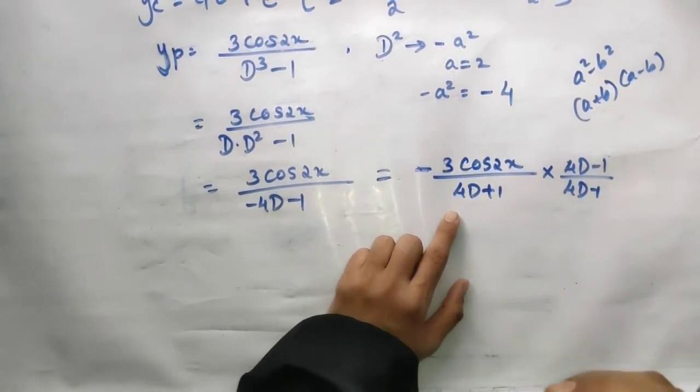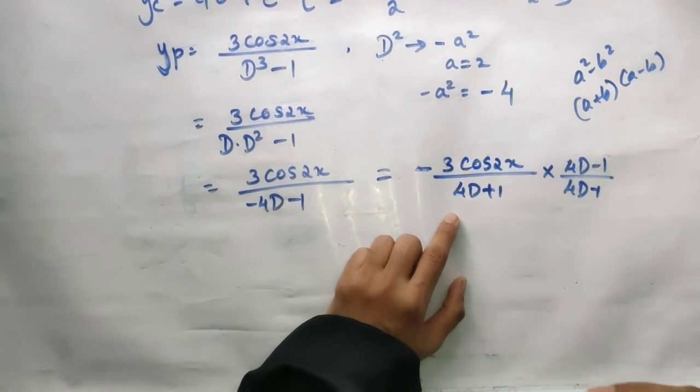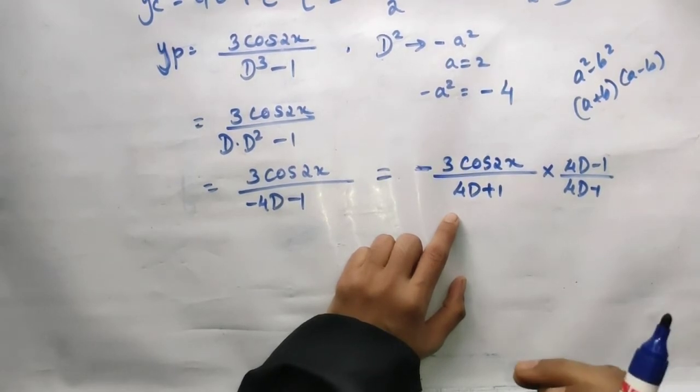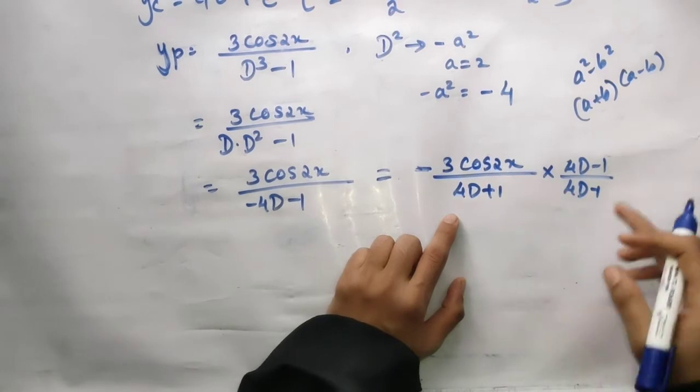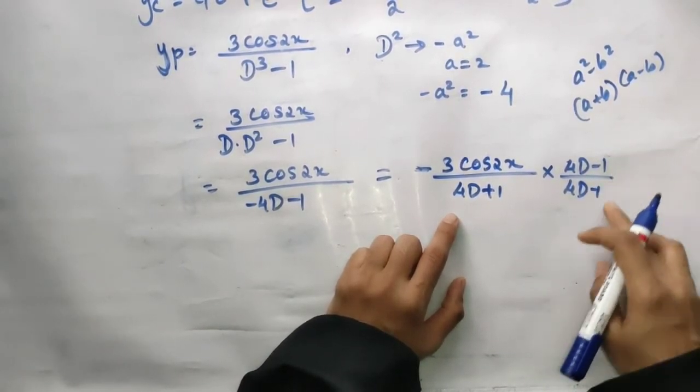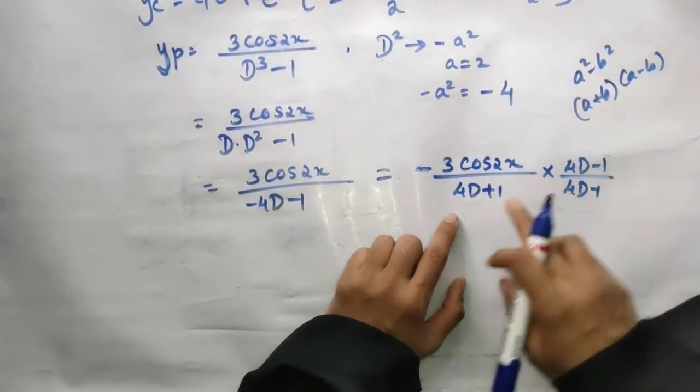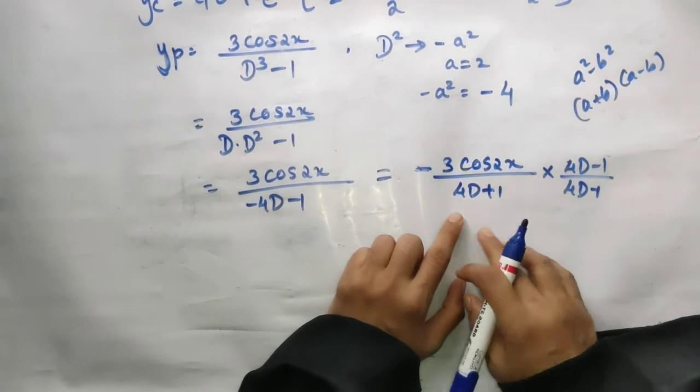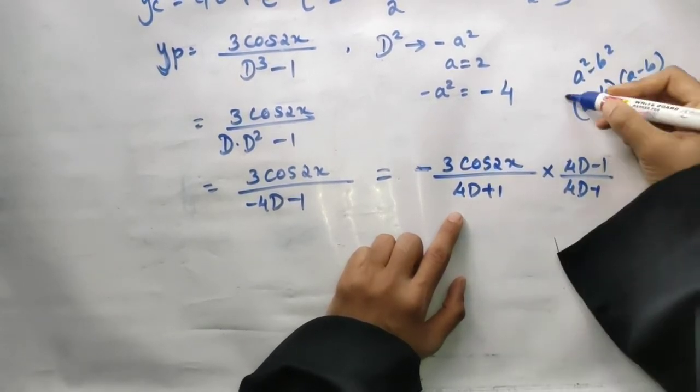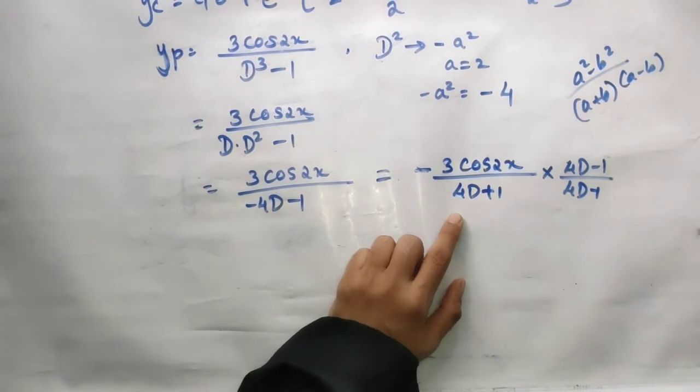The whole motive is that you do not want any D's appearing, because you can only replace for D squares, not for D's. So to eliminate those D's we have to do this. We are dividing and multiplying, since one bracket is with us, by another bracket in such a way that you get a square minus b square form. So that same thing we are doing here.